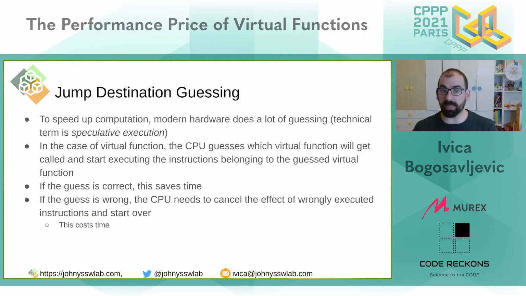If the guess is correct, so if the address of the function is guessed correctly, this saves time because the CPU has already done some of its calculation. But if the guess is wrong, the CPU needs to cancel the effect of the wrongly executed instructions and start over. So guessing wrong costs time. If you guess the wrong virtual function, it will cost you time.